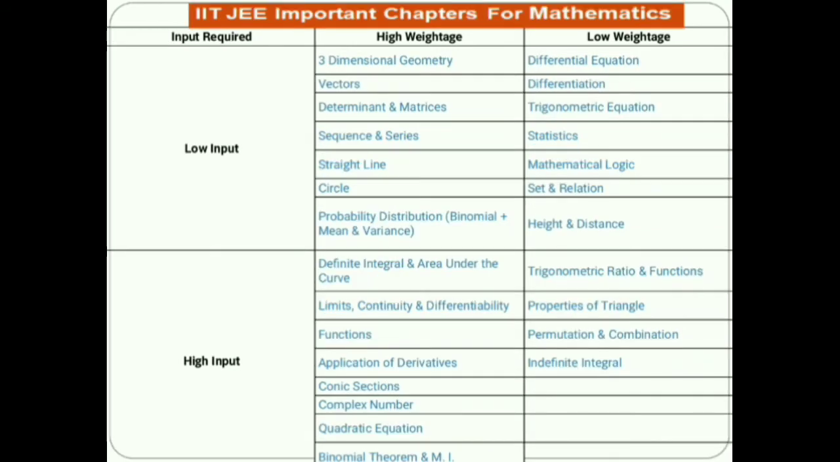Now let's see, last but not the least, maths. That's a very important key area. With low input you should get more output, like the first chapter, very famous: three-dimensional geometry, vectors, determinants and matrices, sequence and series, straight line, circles, probability distribution including binomial and variance.